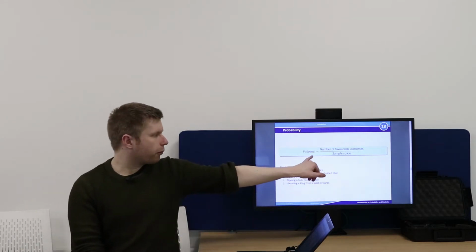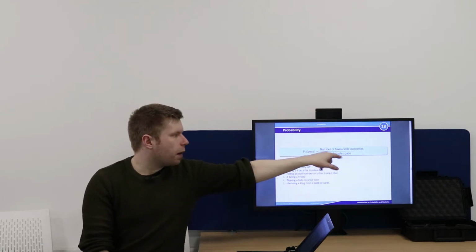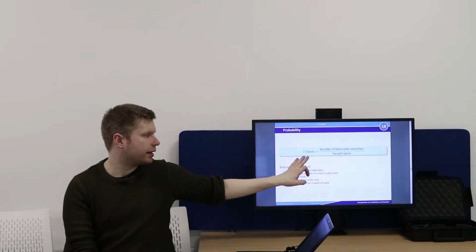So, okay, we want to talk about probability in a quantitative way, in other words, put a number on it. This is how we do it. This is the definition of how we work out probability. It's simply the probability of an event happening is the number of favourable outcomes, the number of outcomes that you are interested in with this event, divided by the sample space, in other words, everything that can possibly happen.